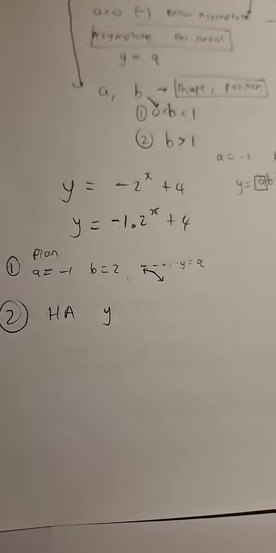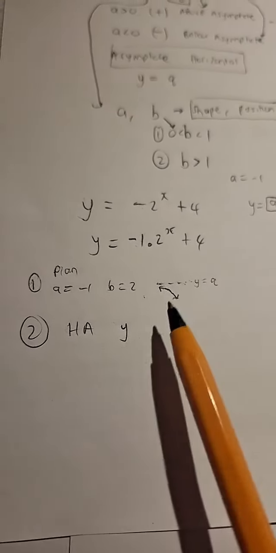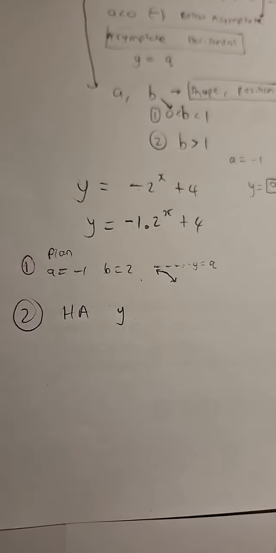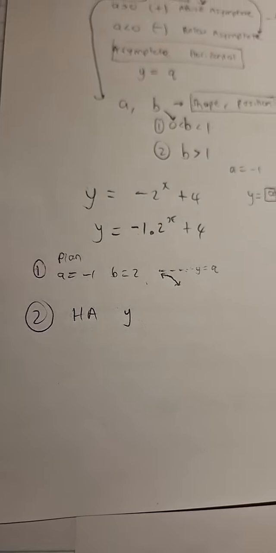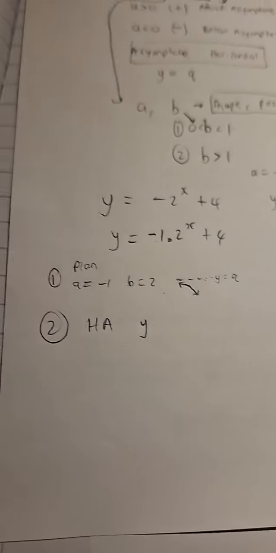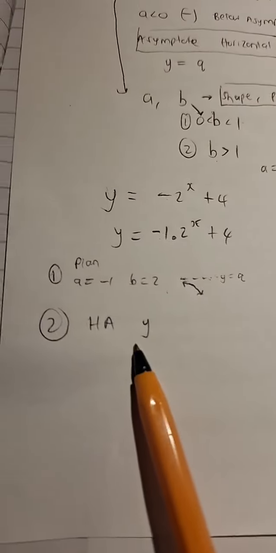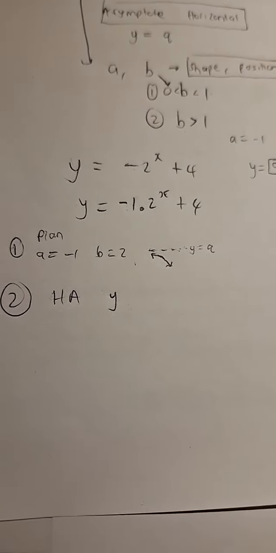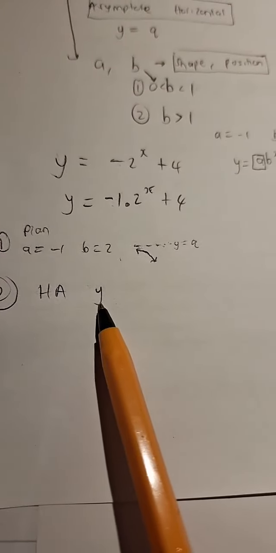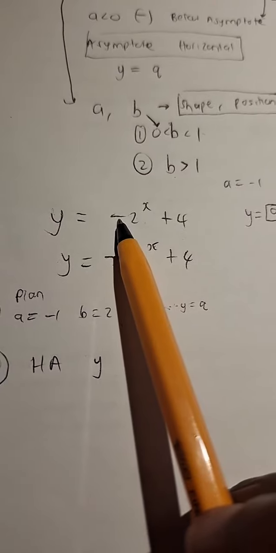Wait, before we find the x-intercept and the y-intercept, I want the equation of the horizontal asymptote. Remember, if I know my boundary line first and foremost, before finding the x and the y-intercept, then I know where my function is going to be found. So I need you guys to tell me what is the equation first of the horizontal asymptote.